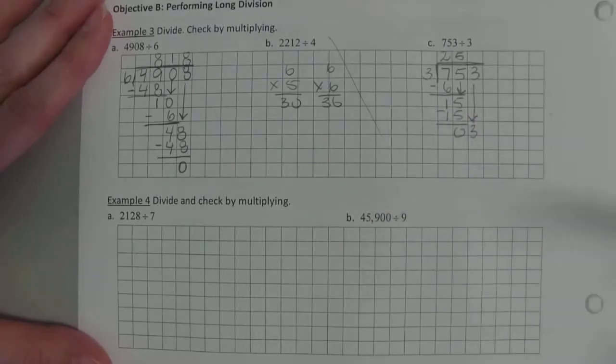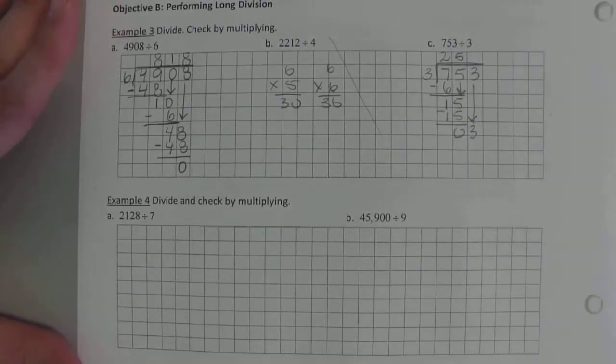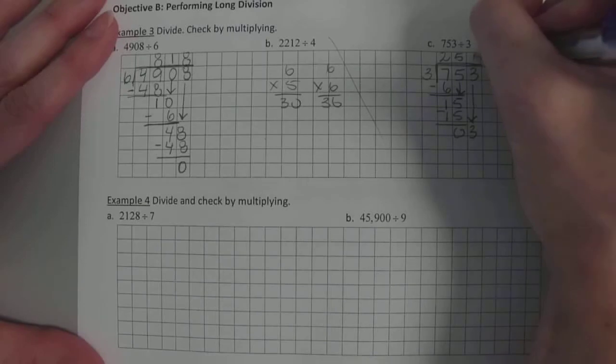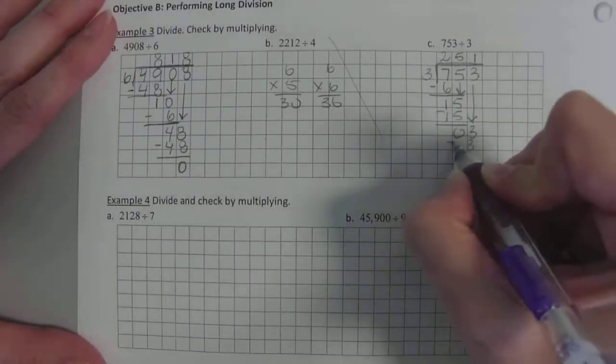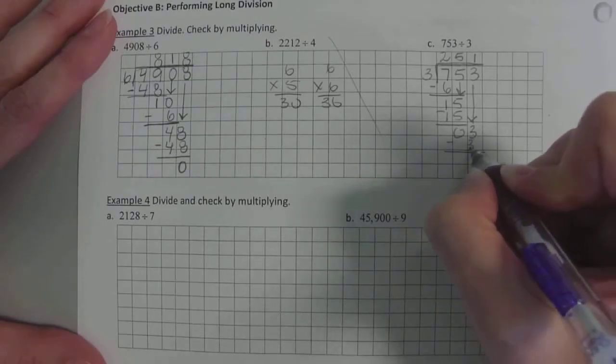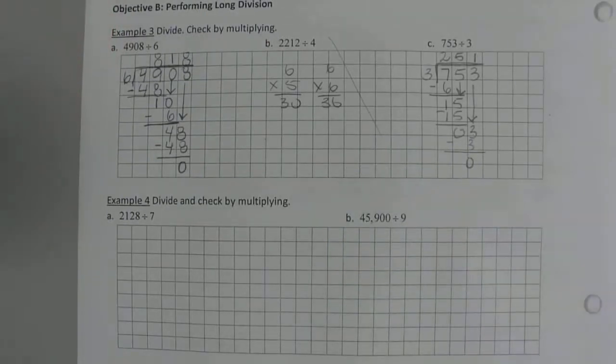And then one last thing. Can 3 go into 3? It can perfectly 1 time. So we'll put a 1 up there. And we'll say 3 times 1 is 3. You do the subtraction. 3 minus 3 is 0. So in both of these cases, A and C, guys, they went in perfectly.